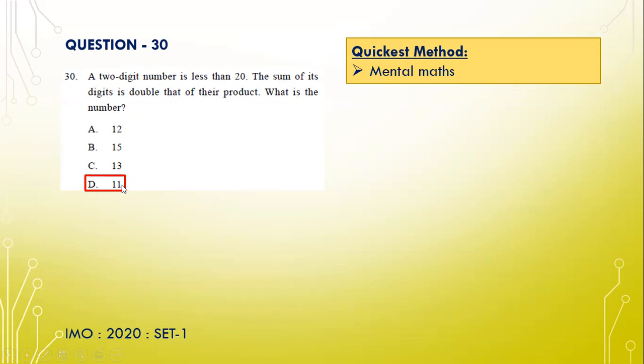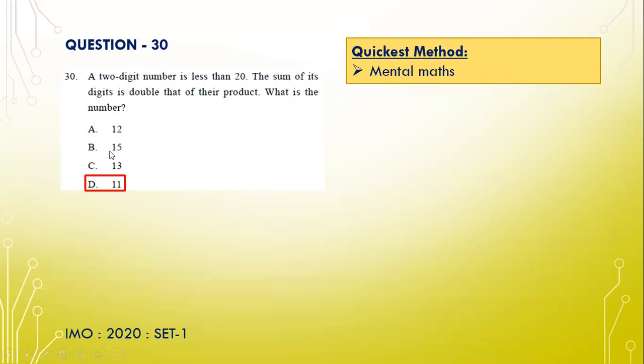Sum of 11: 1 plus 1 is 2, and product is 1 into 1 is 1. So 2 is double that of 1, isn't it? So option is 11. If you take 12, sum of digits is 1 plus 2 is 3, and the product is 2 into 1 is 2. 3 is not double of 2, isn't it?